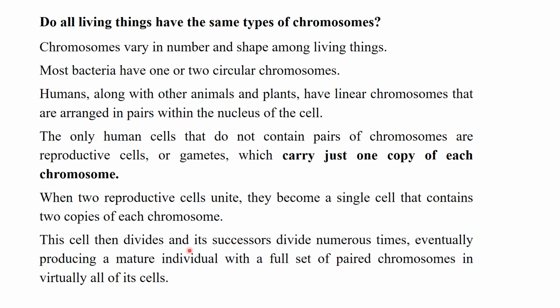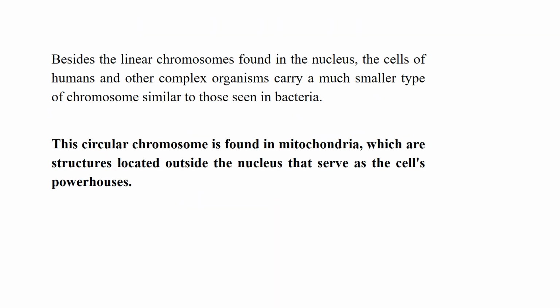This zygote will divide, and its successors divide numerous times, eventually producing a mature individual with a full set of paired chromosomes in virtually all of its cells. Then it divides and forms the mature individual. Then it has the equal number of chromosomes, or double the number.